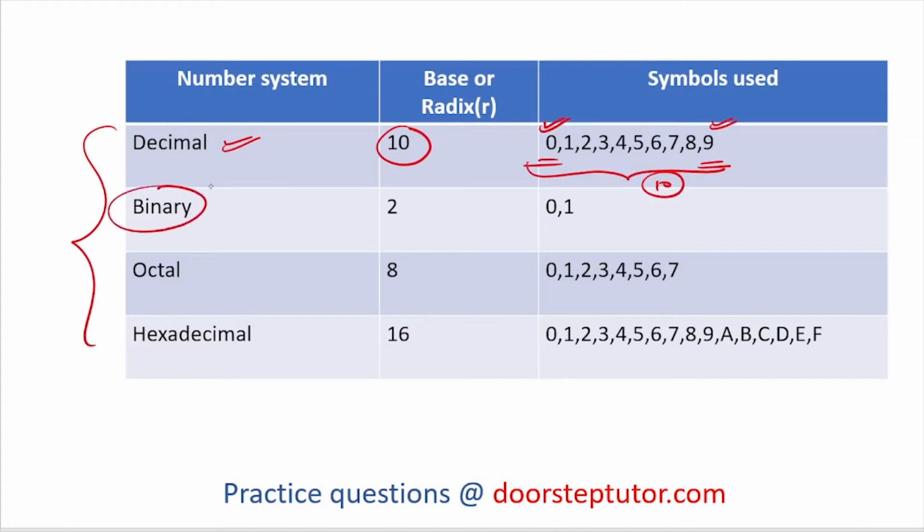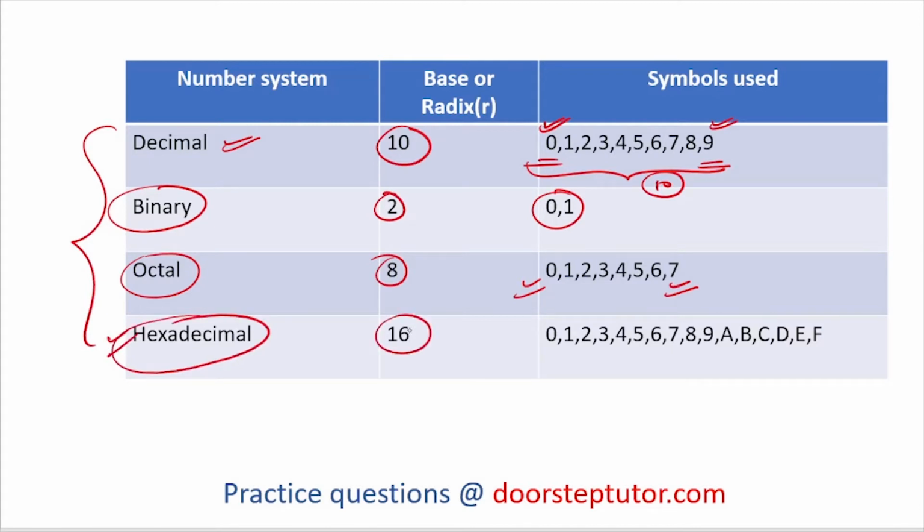In a binary number system, we have two different symbols. So the base is 2 and these symbols are 0 and 1. That means any number can be represented by a combination of 0 and 1. Similarly, in octal number system, we have a total of 8 symbols that start from 0 and go up to 7. In hexadecimal number system we have 16 different symbols that start from 0 and go up to 9, and we have some alphabets also. So in total we have 16 different symbols in hexadecimal number system.